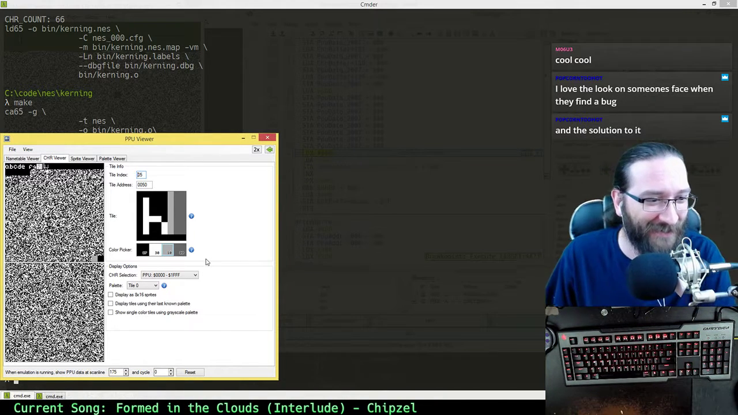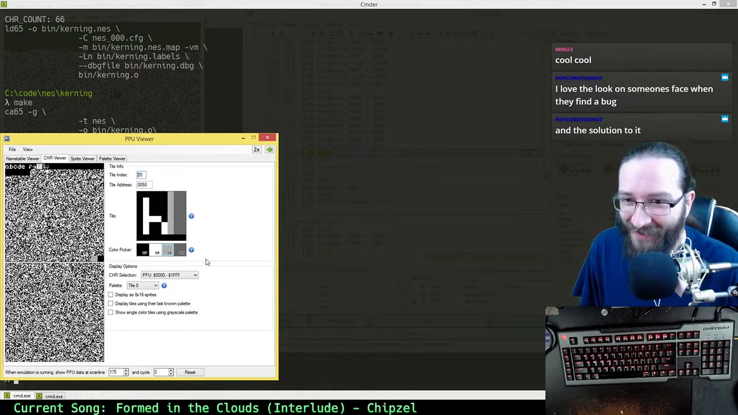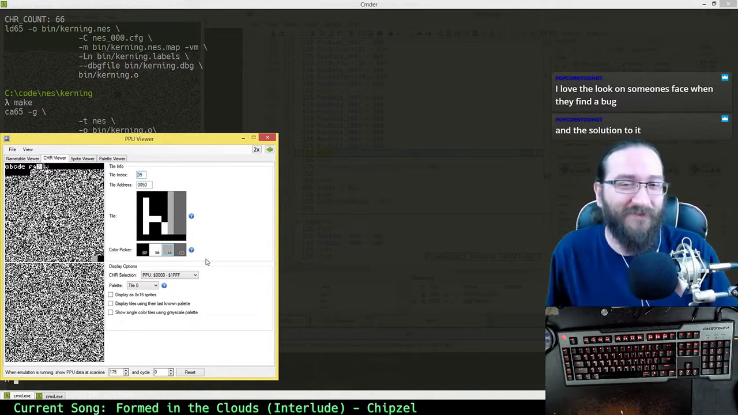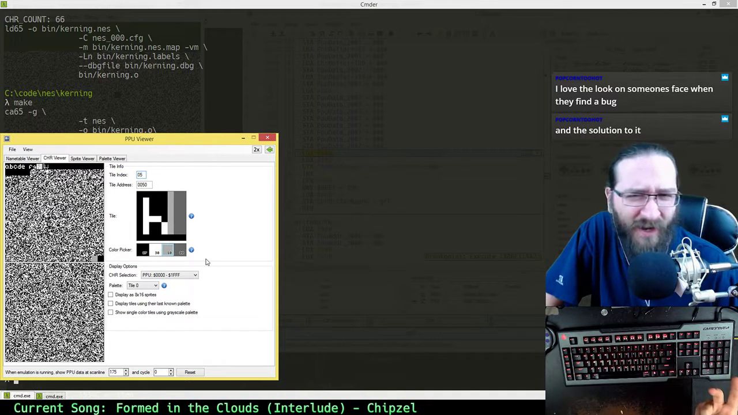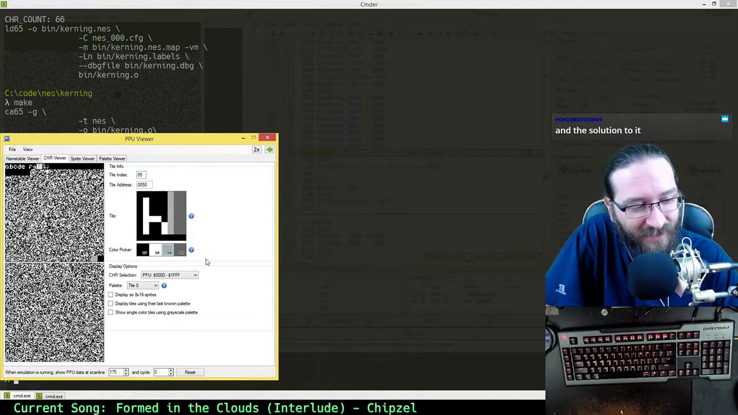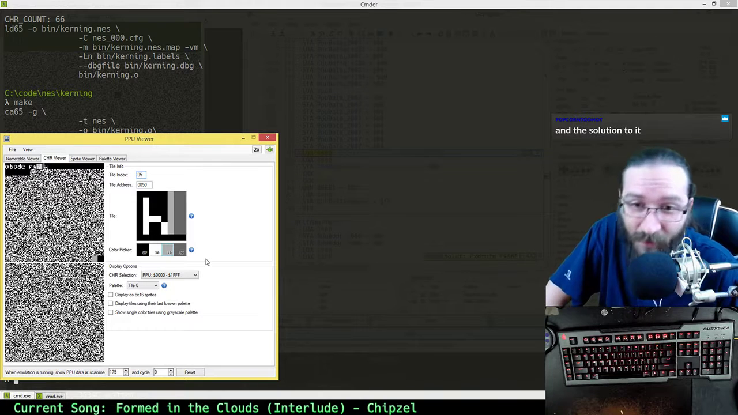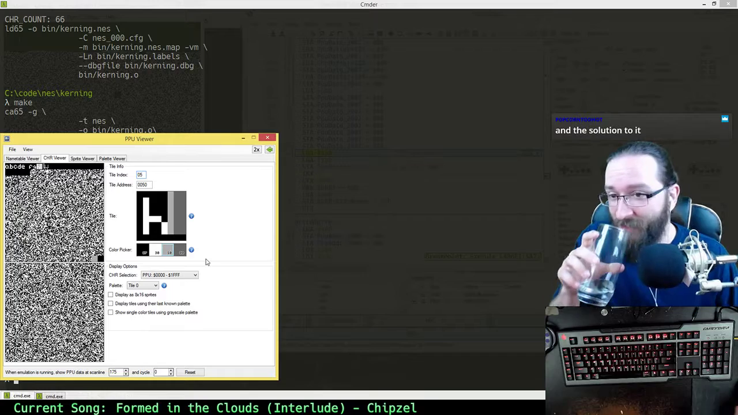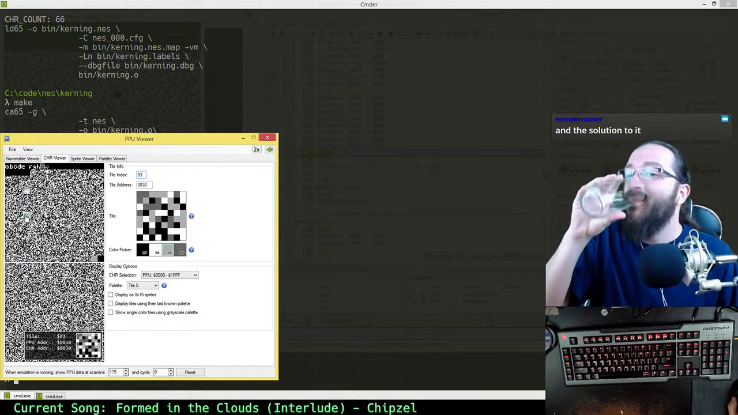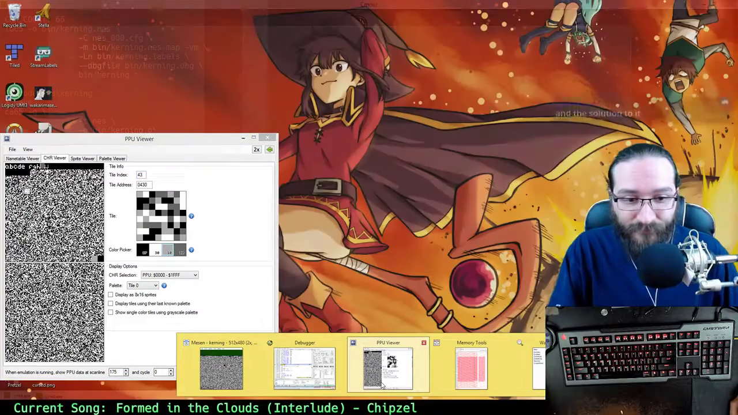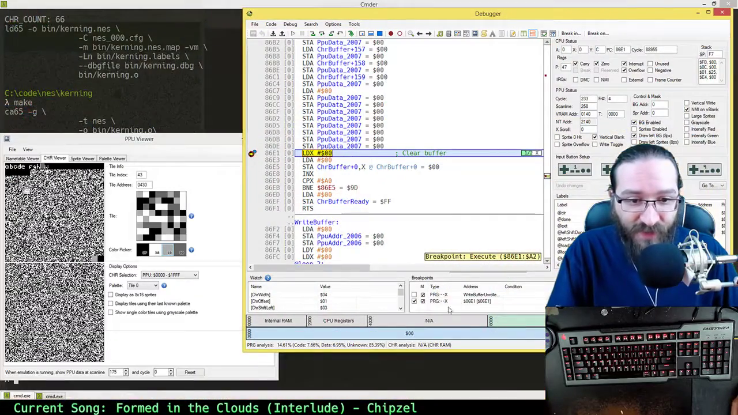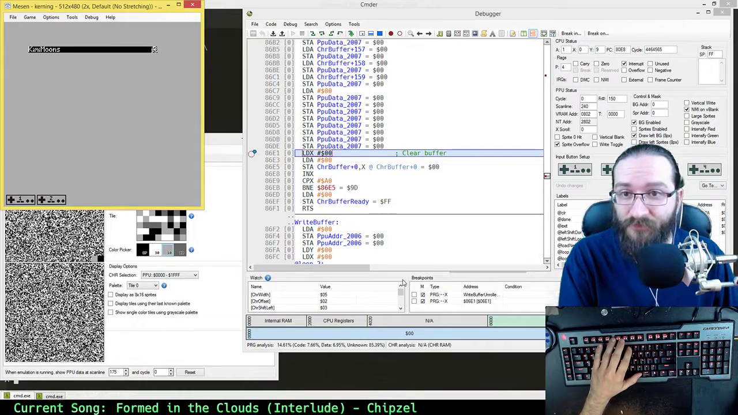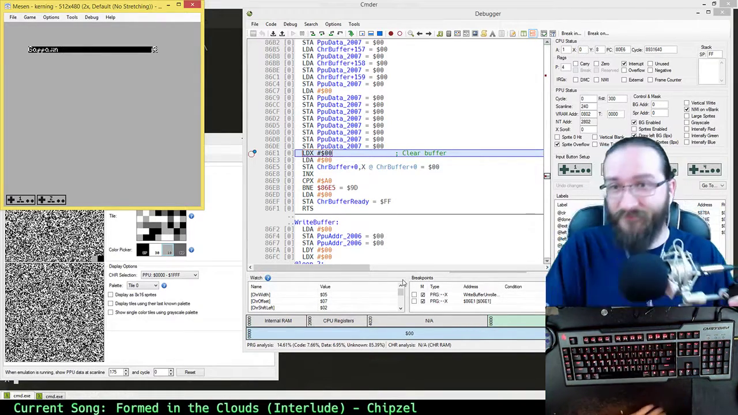Let's look at someone's face when they find a bug and then the solution to it. That happens sometimes on this stream. For me, I think it's more of the confused "why did that happen" kind of face. But I very much welcome finding bugs. I very much welcome that. Alright. But yeah, so that still works, which is cool.